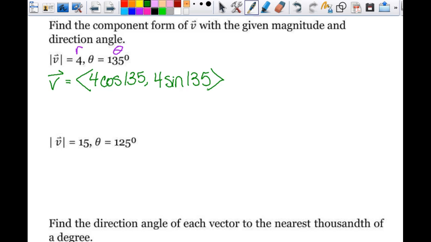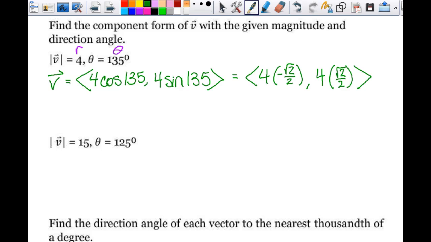So then you have to decide, since you're in the second quadrant, which one of these two, if any, are negative? X, okay? So it could be one, could be the other, could be both, could be none, right? But in the second quadrant, your cosine is negative. So what this ends up giving me is 4 times a negative square root of 2 over 2, and 4 times, and sine is positive in the second quadrant, so that's positive square root of 2 over 2. Calculator's not going to give you the exact answer there, okay?